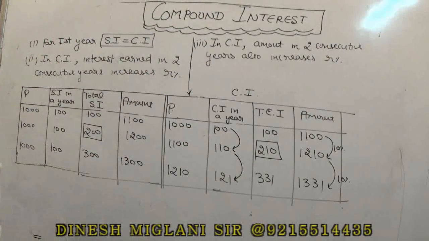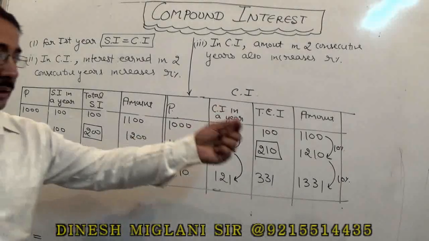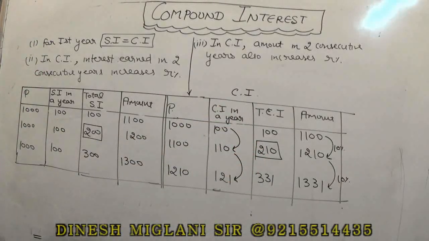Means from 1100 to 1210, from 1210 to 1331, that always increases by R%. So these are some basic properties that we can infer from this table. We will start with some of the basic questions based on this.